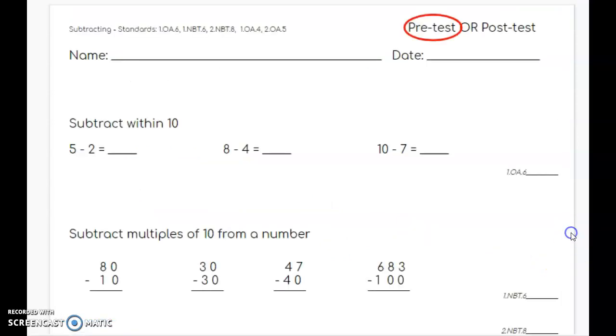When you're all done, please make sure again that your name is at the top and turn it in to your teacher.